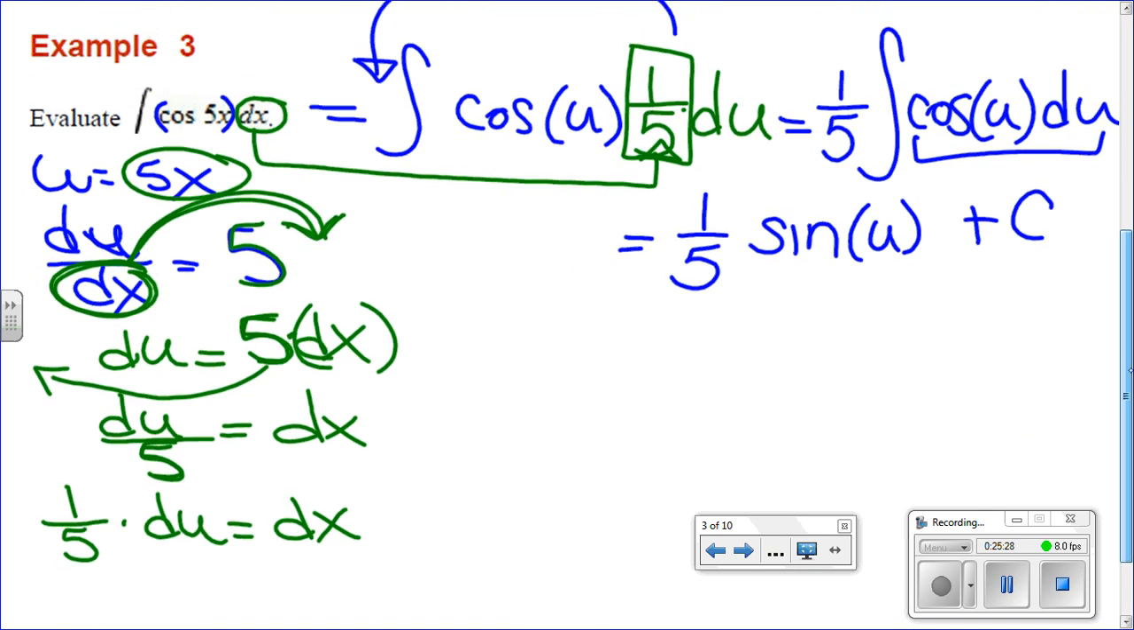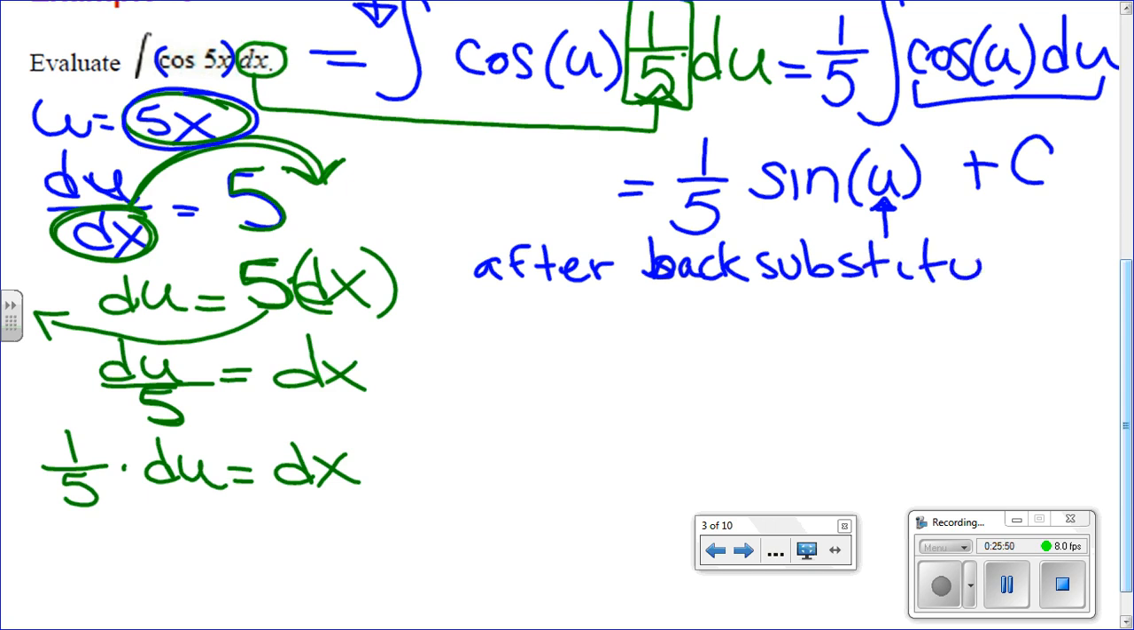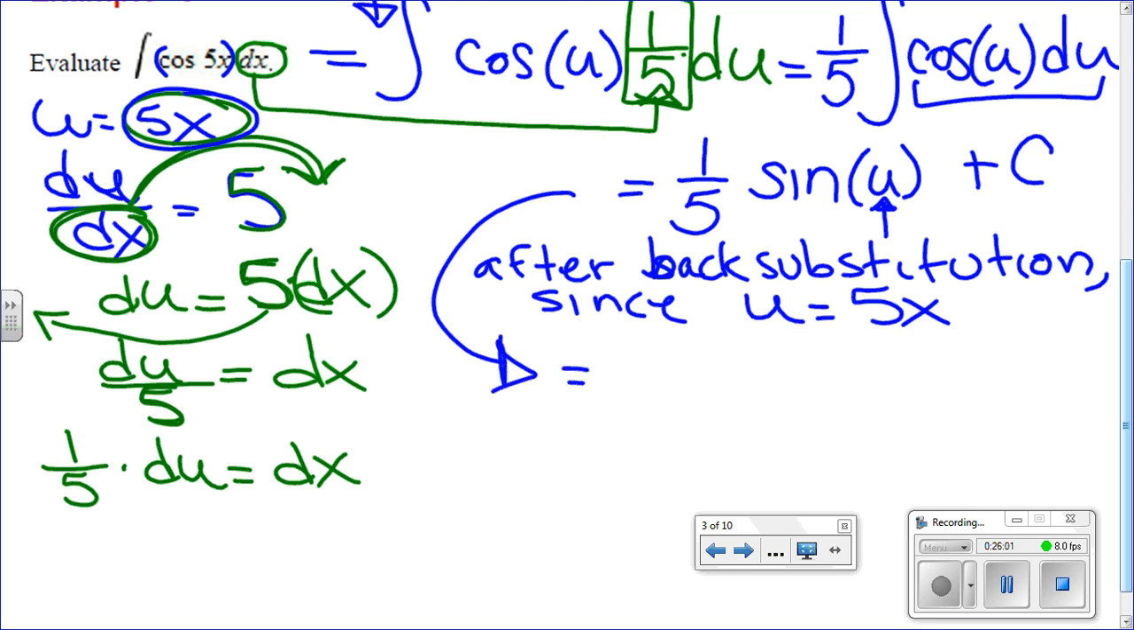Now what are we going to do? Back substitution. So we're going to substitute what u is equivalent to from here. After back substitution, since u is equal to 5x, that's what we said at the beginning, this answer here will be 1/5 of sine of 5x plus c.